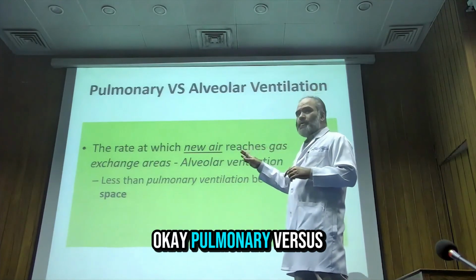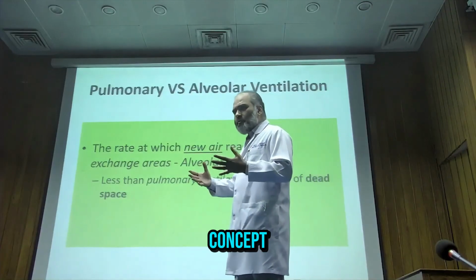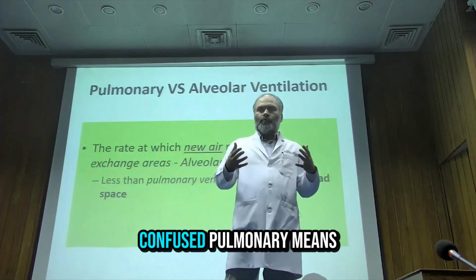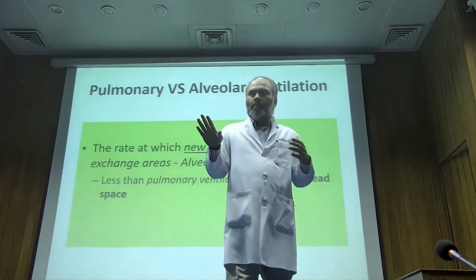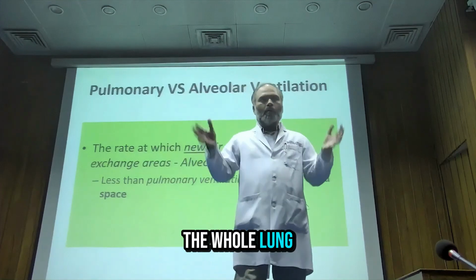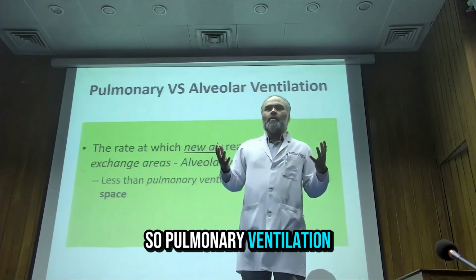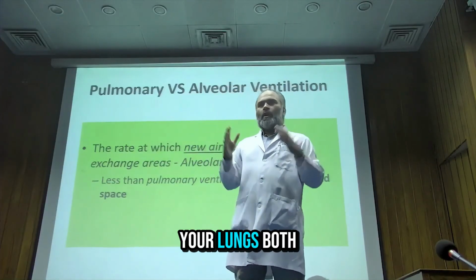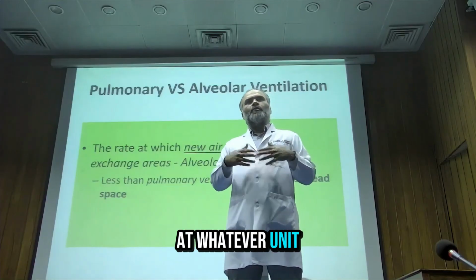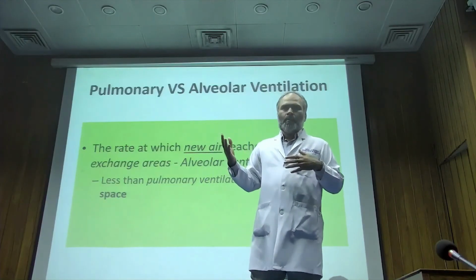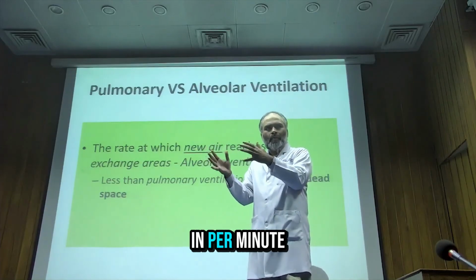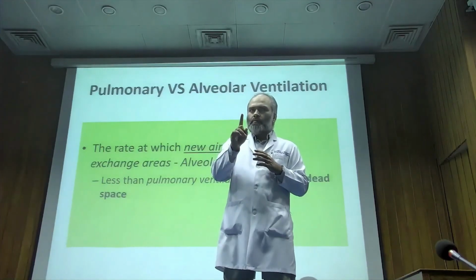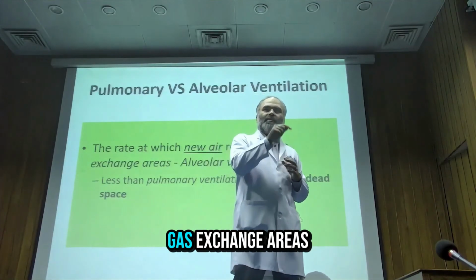Okay? Pulmonary versus alveolar ventilation. It's a very basic concept, but sometimes, maybe in a viva, you can get confused. Pulmonary would mean the whole lung, the whole thing. So pulmonary ventilation is the total amount of air that you are taking in inside both of your lungs, at whatever unit volume there is. Usually it's per minute. So the total amount of air that you're taking in per minute inside your lungs is called pulmonary ventilation, right? Part of that air goes into the gas exchange areas.